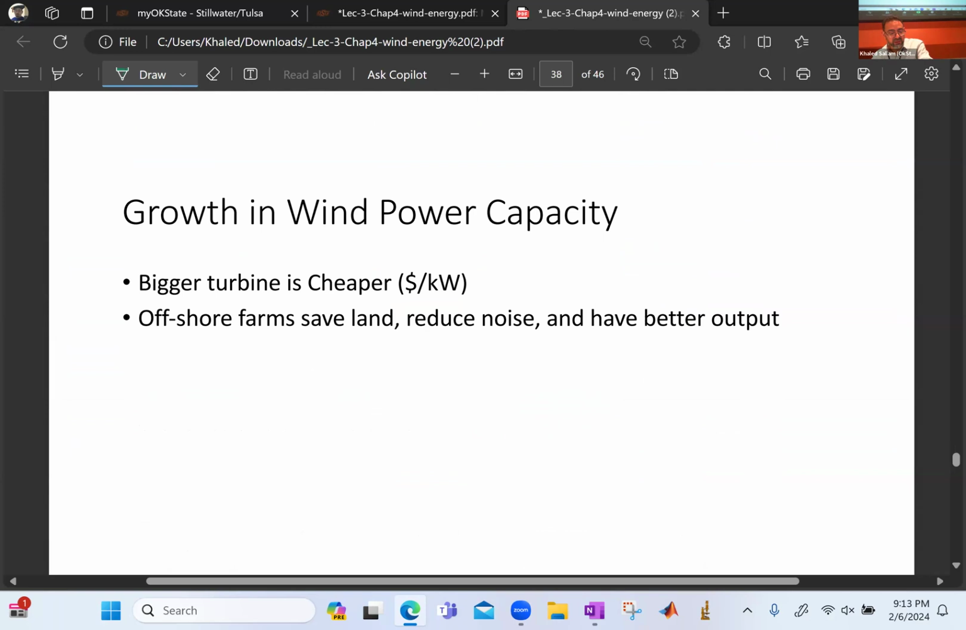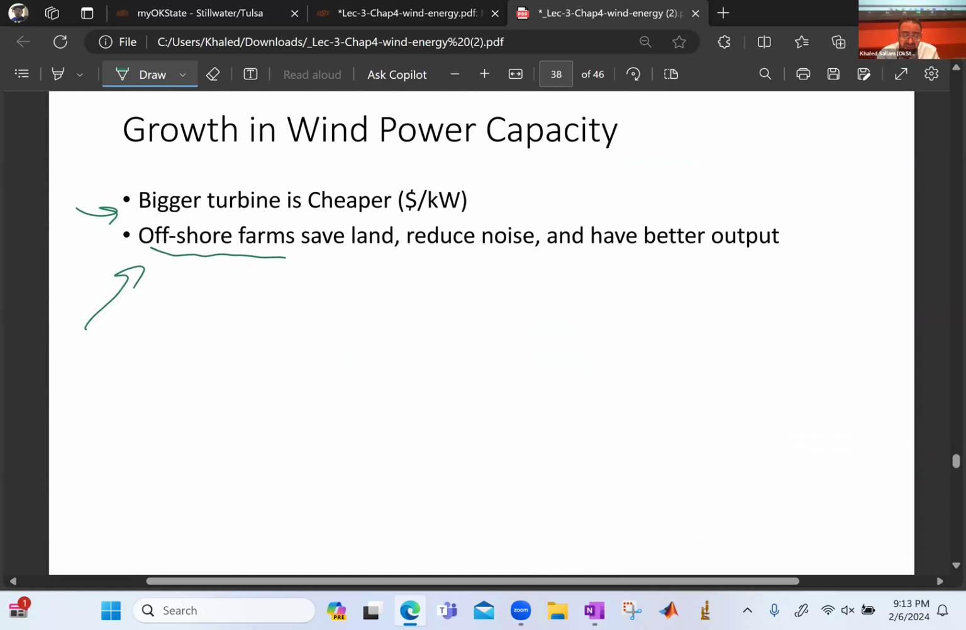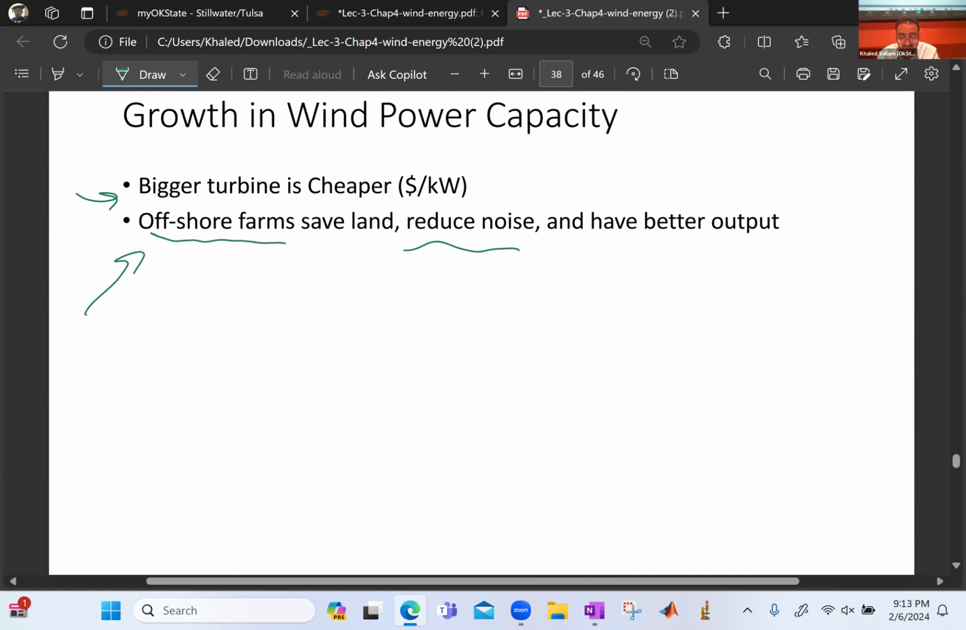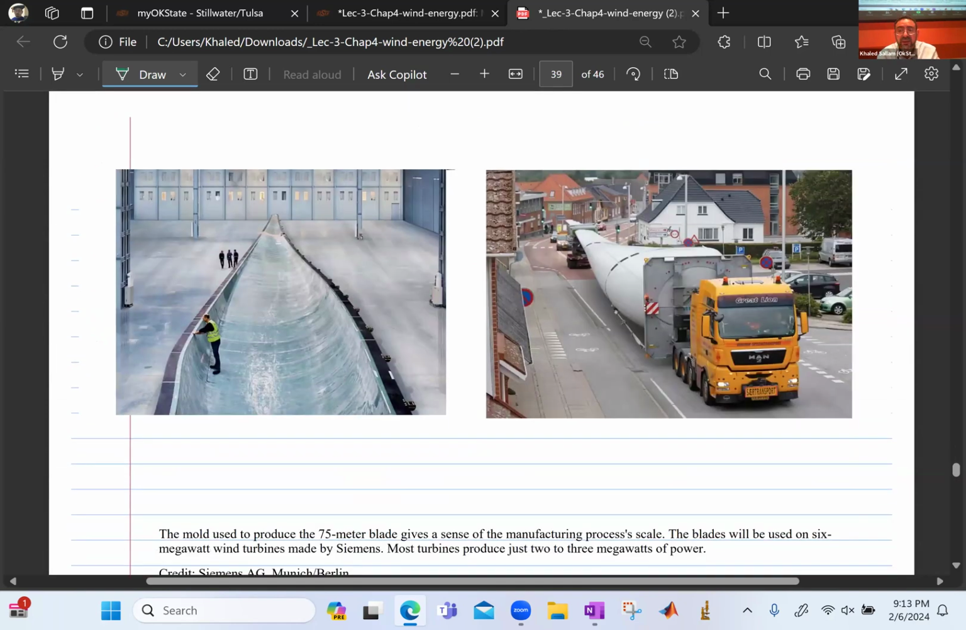So we are almost done. Just to look at the future, what will happen is that you will see how bigger turbines are cheaper. The price drops as we get bigger and bigger. So you will see them getting bigger, and you will also see that we will move offshore because it's better wind, less noise. And so you will see those big turbines, those huge plates.